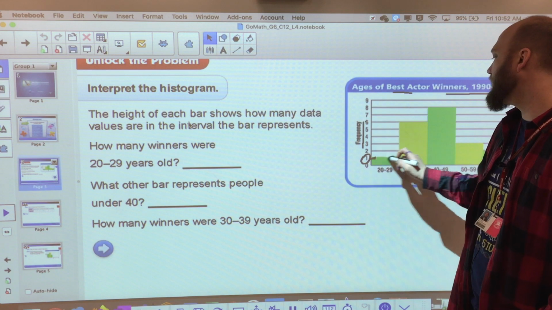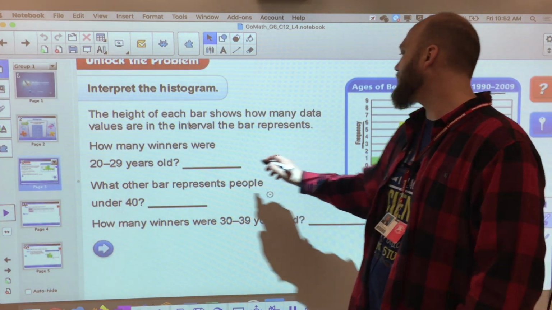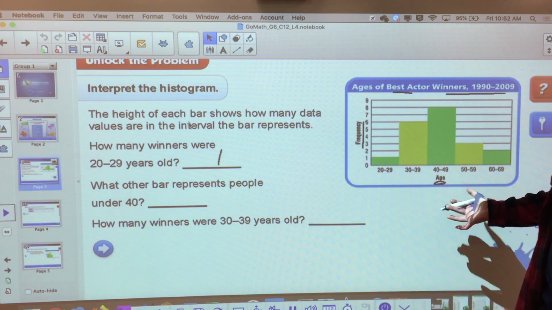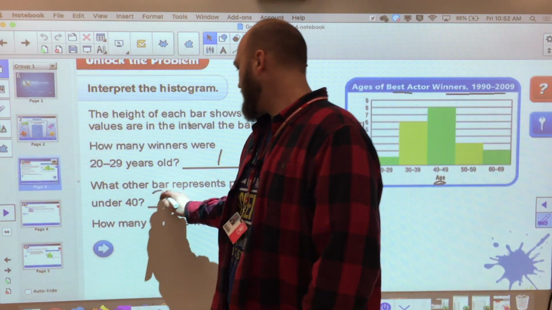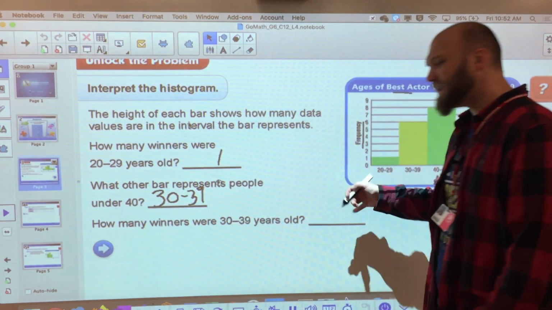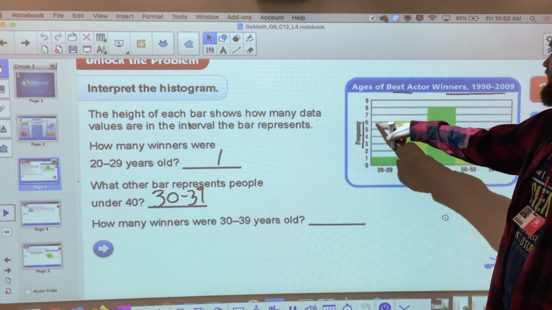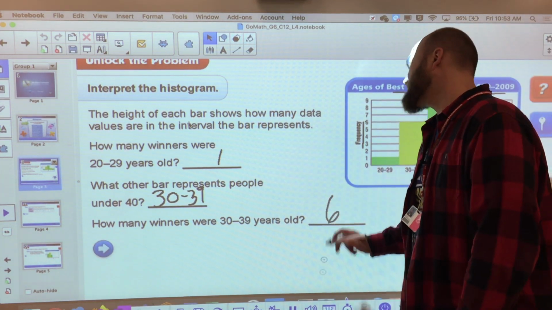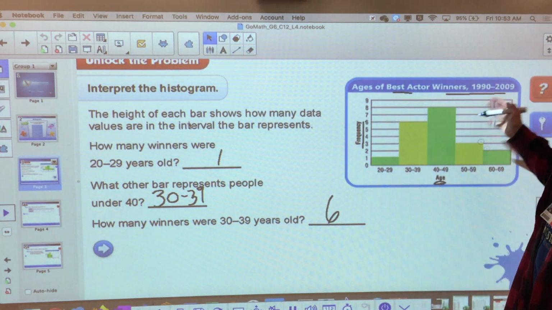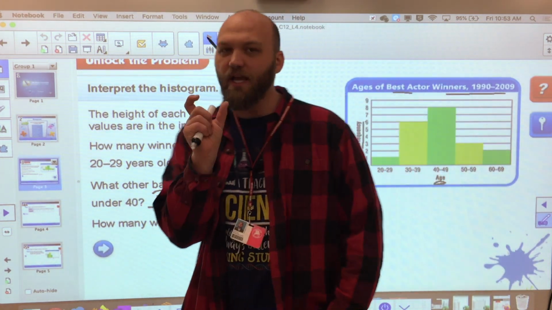So we can ask ourselves some questions. How many winners were between 20 and 29 years old? I go to the top, and I know that only 1. What other bar represents people under 40? That's the 30 to 39-year-olds. And how many winners were 30 to 39-year-olds? I go up to the top, and I come across, and I see that 6 of them were 30 to 39-year-olds. So again, interpreting our histogram, it's more about creating a chunk of data.